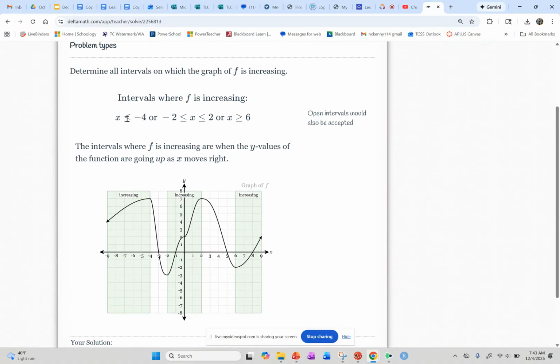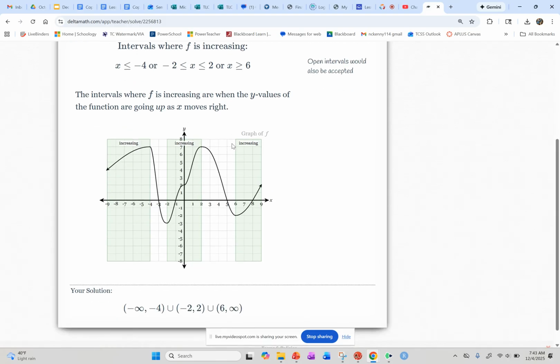So notice they actually say less than or equal to. That is not accurate. They also use the inequalities. I highly recommend the interval notation. It will help.